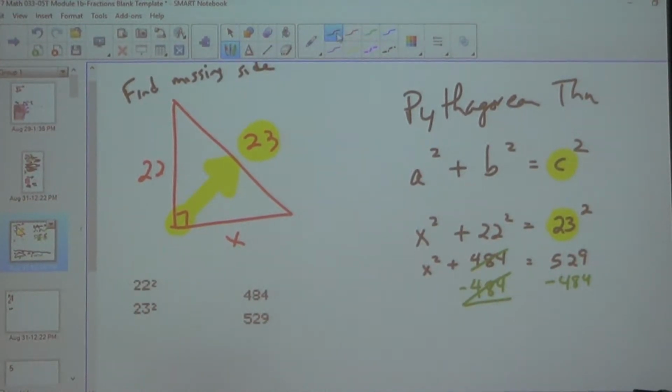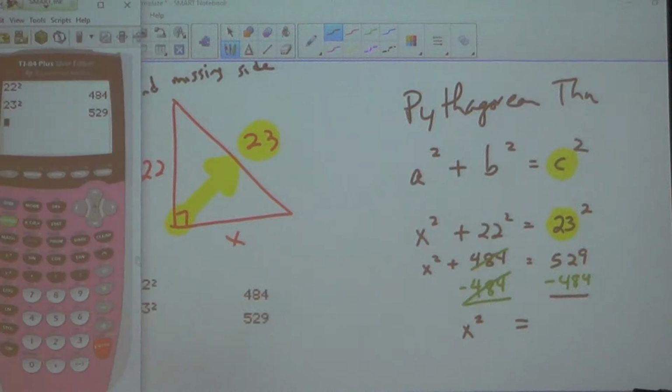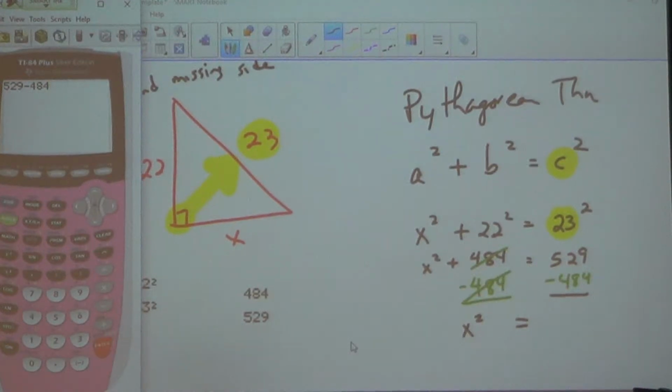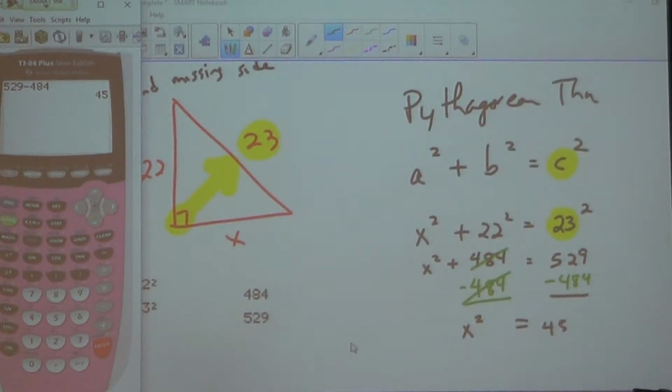So on the front side, I'm left with X squared. On the back side, I go to my calculator and I'm going to do 529 minus 484, and that's going to give me 45. I'm not done. X squared equals 45. I don't want to know what X squared is, I want to know what X is. So how do I get X?